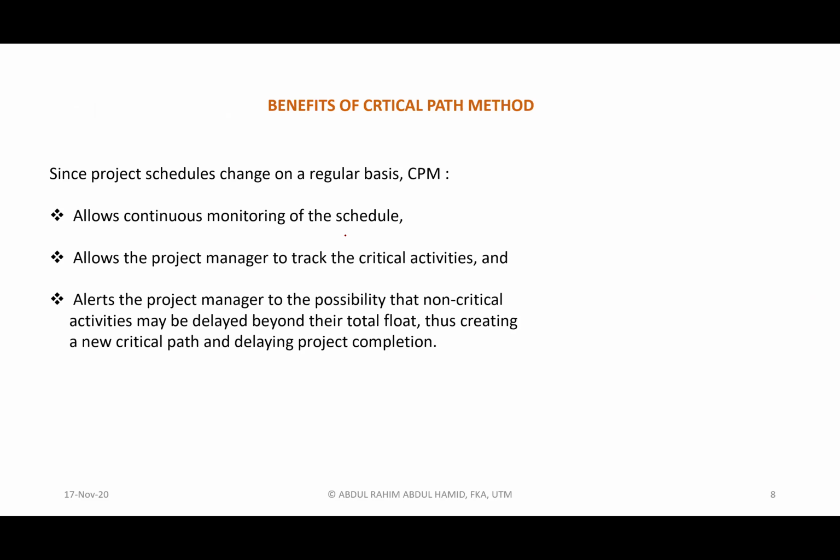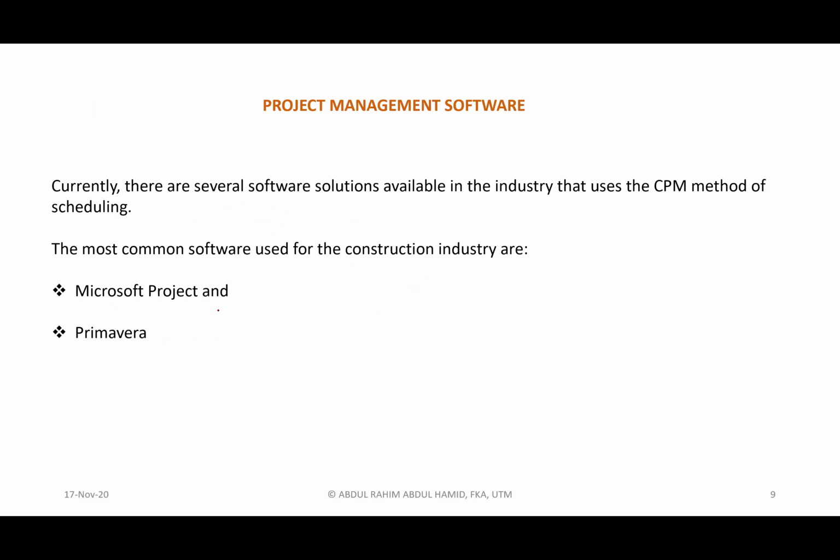Benefit of critical path: it allows continuous monitoring to track critical activities, and deals with the issue of delays. Okay, when we know, in a network diagram, the impact of delay to certain activities with regard to the predecessor and successor of activities, then we can come up with a strategy to mitigate the issues.